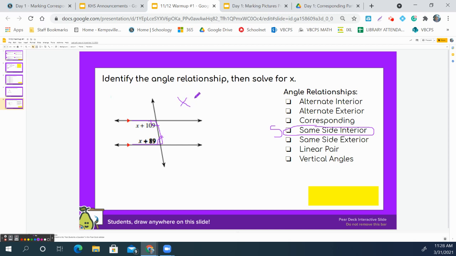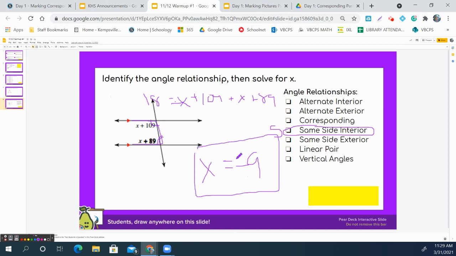Add those up. So x plus 109 plus x plus 89 equals 180. When you solve that, I think you get x equals negative 9. That should cause you some pause. Okay, you're in geometry. We're talking about real things, real angles, real distances. X equals negative 9 should make you pause a little bit.